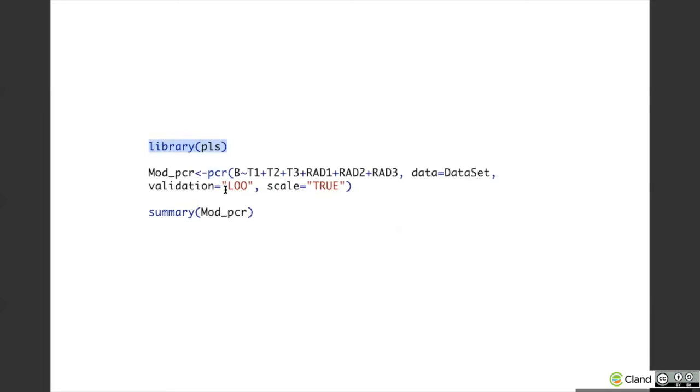The syntax of PCR is pretty simple. You write PCR, then you write the response variable that you want to predict, and then you type the names of the inputs. And here I have six inputs. Then you write the name of the dataset.